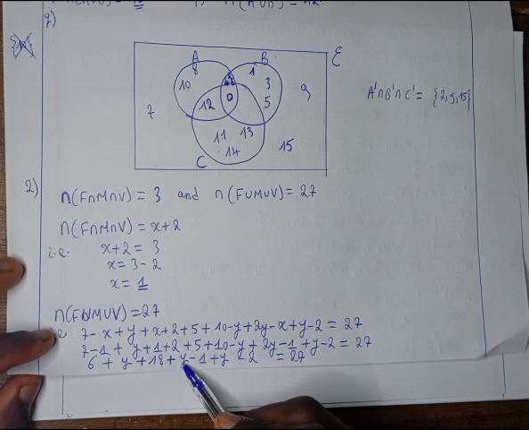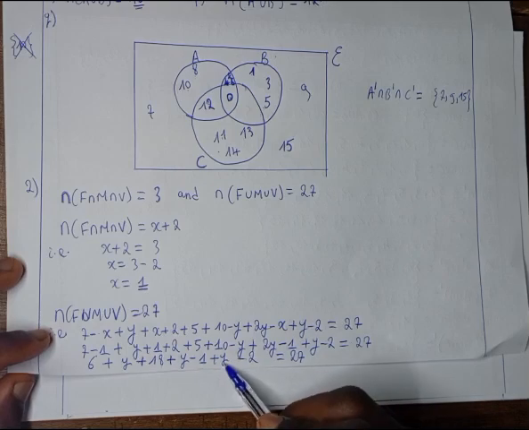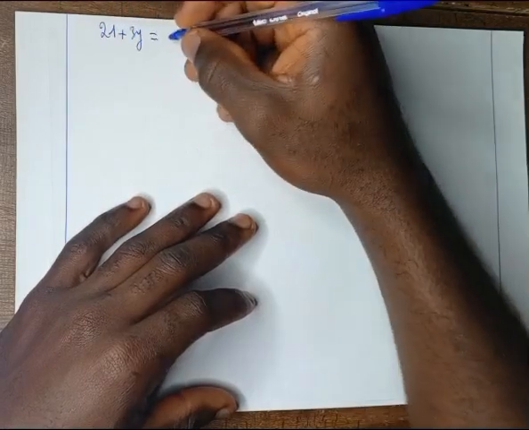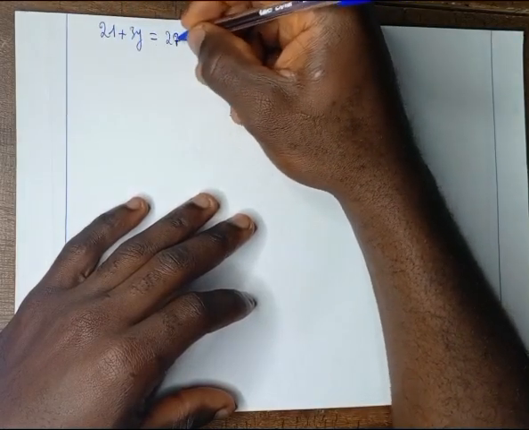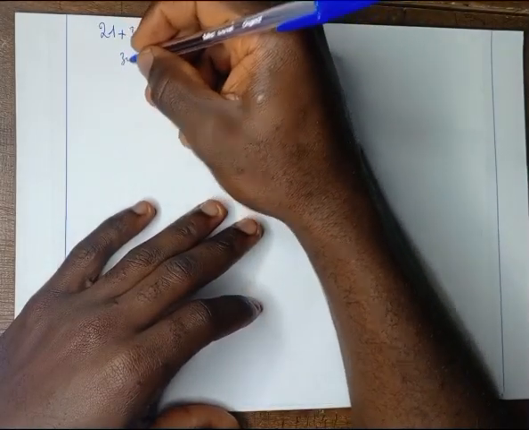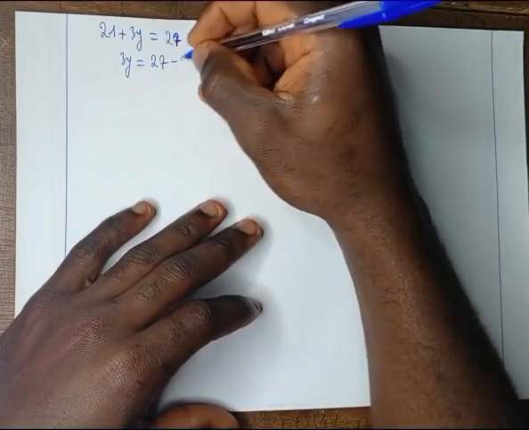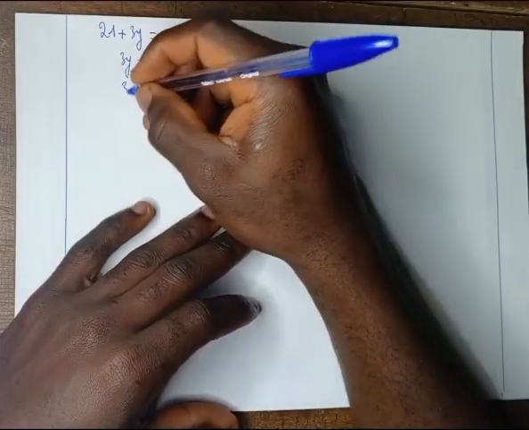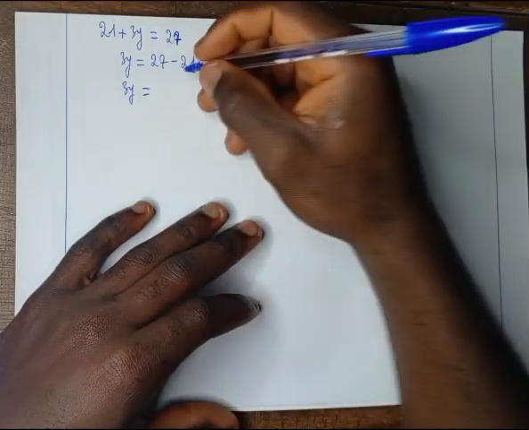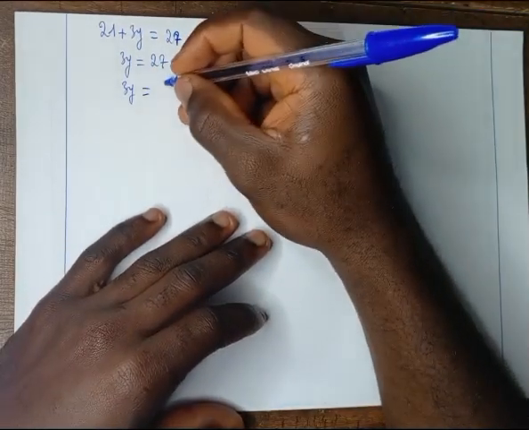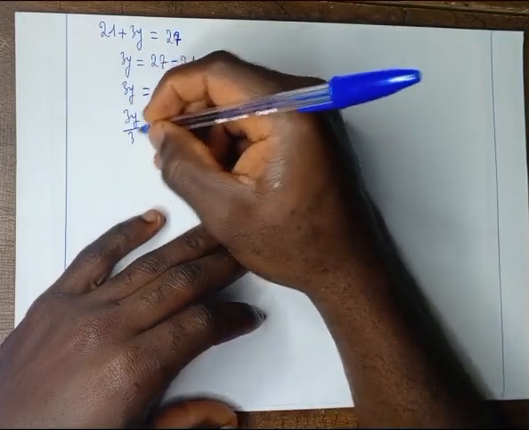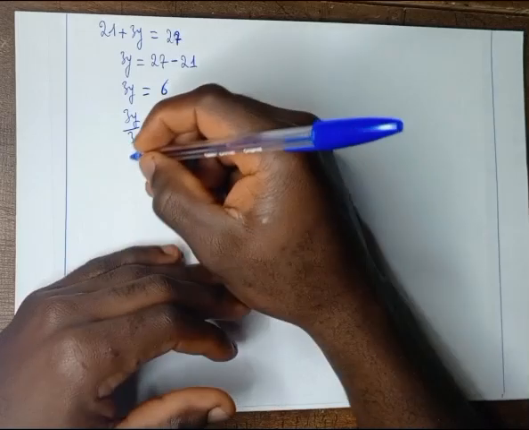Y plus y gives us 2y plus y gives us 3y. This will give us 21 plus 3y is equal to 27. Next, we are going to make 3y the subject of the formula. 3y will simply be equal to 27 minus 21. And 21 crosses the equality sign, it becomes negative. This will give us 3y to be equal to 27 minus 21 gives us 6. For us to get the value of y, we are going to divide both sides by 3. This will give us y equal to 2.